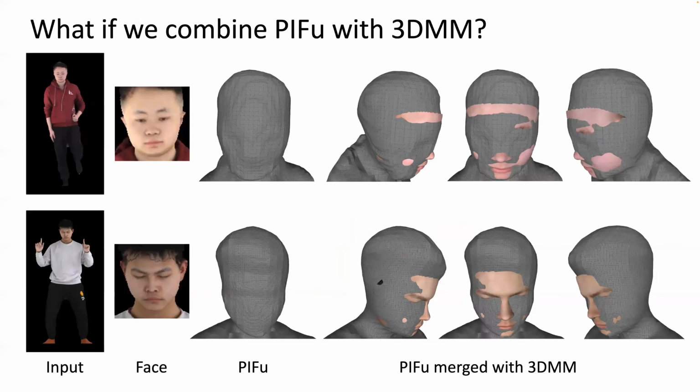However, you may wonder, what if we directly combine PIFu reconstruction with 3DMM? Unfortunately, it is non-trivial to stitch them together due to their specific geometry. Therefore, we propose a novel JIFF network to jointly utilize the 3D face prior from 3DMM.